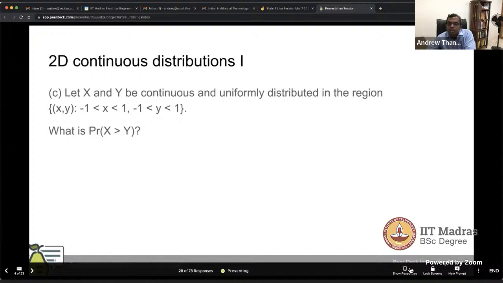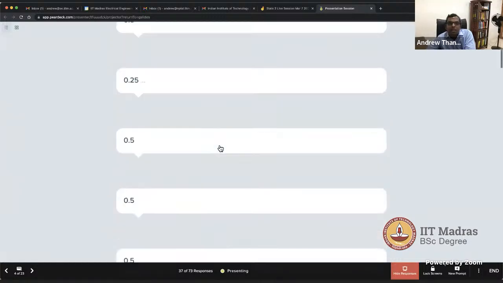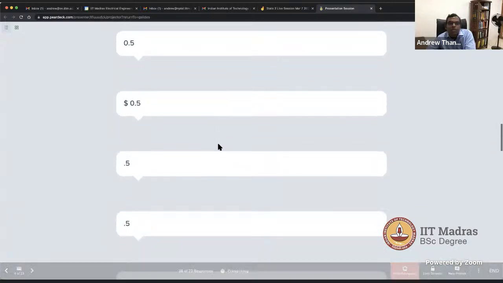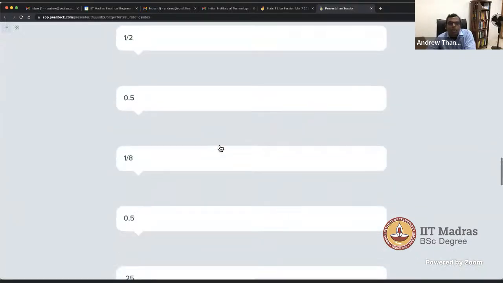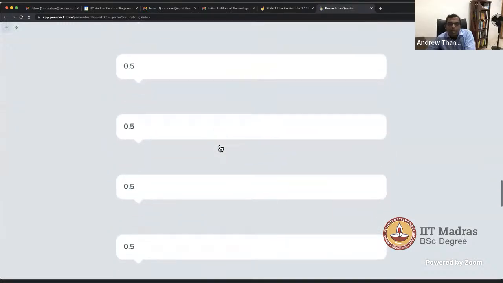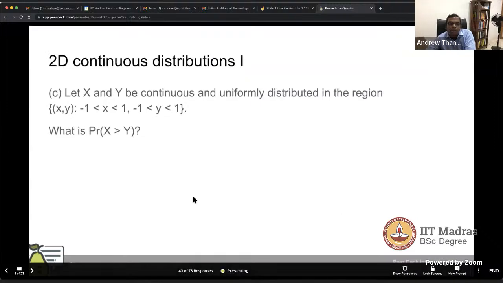Okay, so most people, I hope, have it as half. There's also 0.125. Somebody seems to be getting 0.125. I think they're doing half and then multiplying by 1/4. It's actually 2 multiplied by 1/4, the area multiplied by 1/4. Remember that. Okay, so 0.5, 0.5, 0.5. Quite a few people have put 0.5. 1/32, I don't know how they got 1/32. Go ahead and check your calculation. The area is 2 and the joint PDF is 1/4, so it should work out okay.